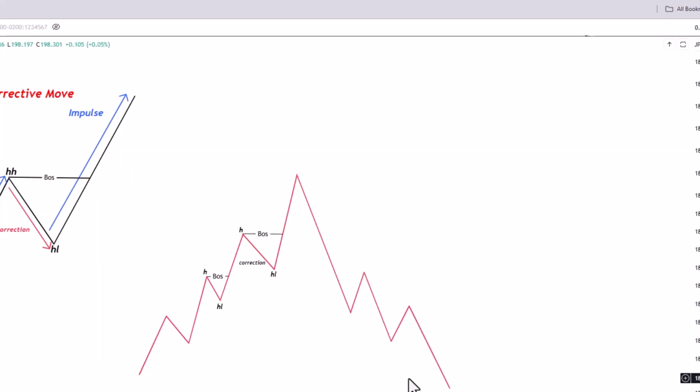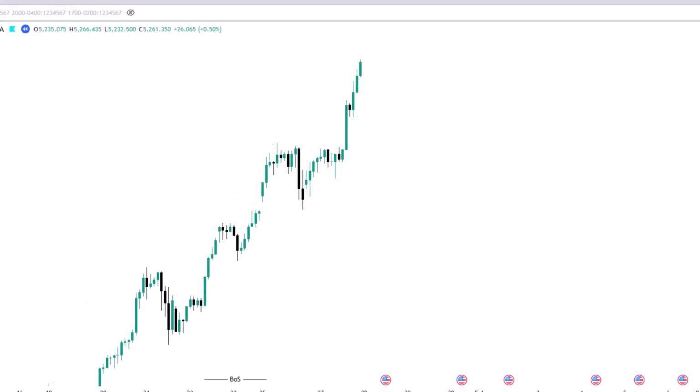This is why understanding structure is so critical. It keeps you on the right side of the market. It stops you from buying in a downtrend or selling in an uptrend just because you saw a single candle move. You're reading the bigger picture. You're following the flow. Let me give you an example on a chart.